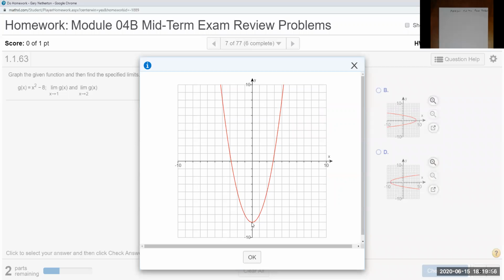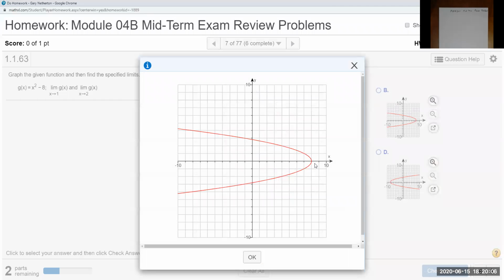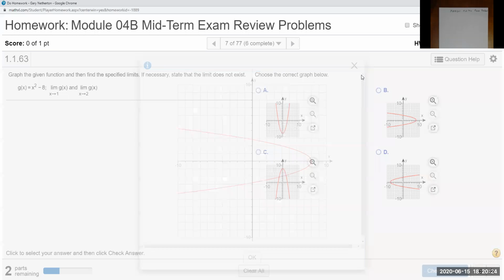It may not be the final answer, but at least for the point I'm looking at, it fits. But I need to look at the rest of the graphs. Let's look at B. What is the function when x is 0? Well, in this case, x is 0 is right here, and I actually have 2 different points, and neither one of them is -8. So I know right away this cannot be the graph of my function. So I know B is not a correct answer.